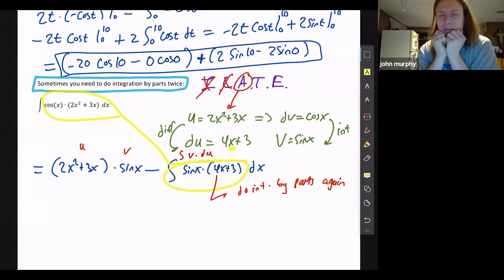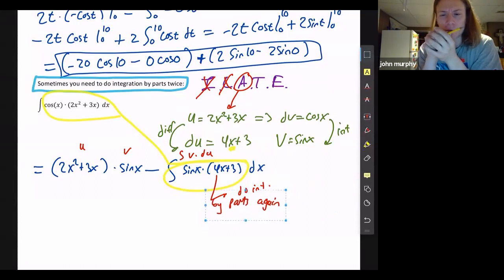So I kind of see that, but like when you originally have 2x squared plus 3x, why won't that like work?